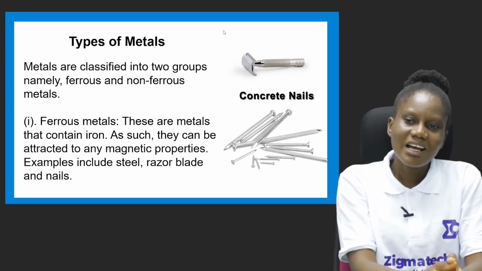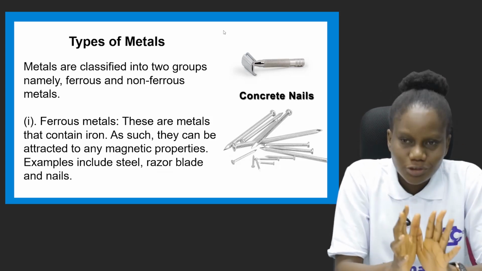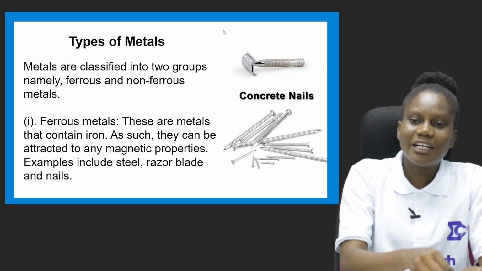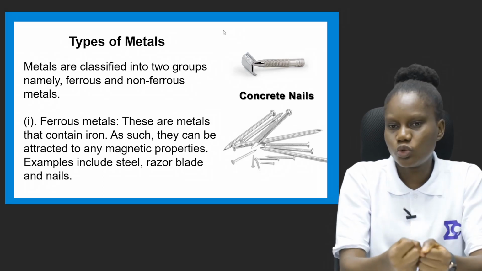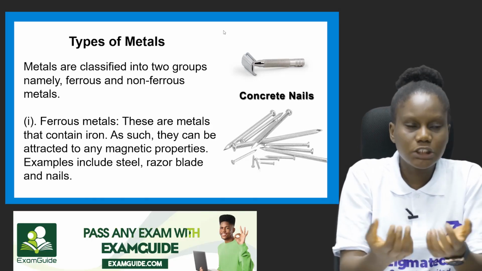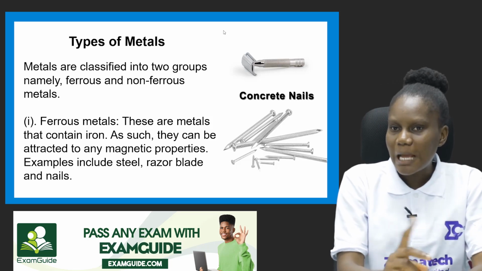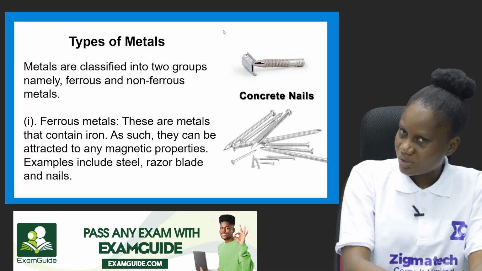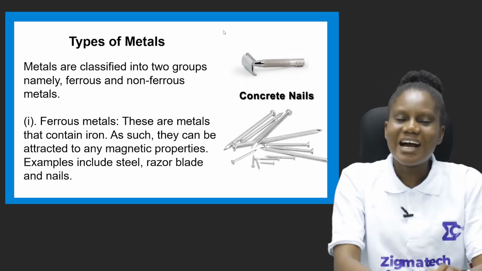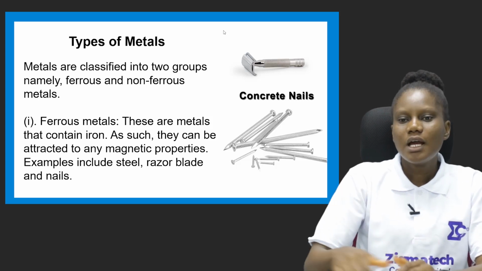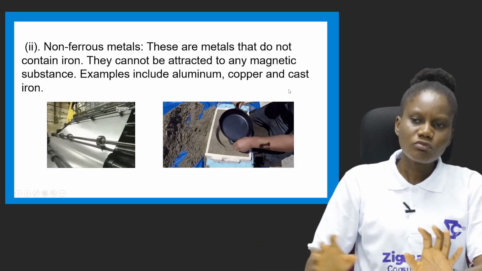It contains iron. And their major characteristic is that they are attracted to magnets. That is, anything that contains magnetic properties, it pulls them. You have your steel. So these are ferrous metals. Do not forget, we are coming from types of metals, and we said we have ferrous and non-ferrous metals. Your ferrous metals contain iron. So we want to look at your non-ferrous metals.